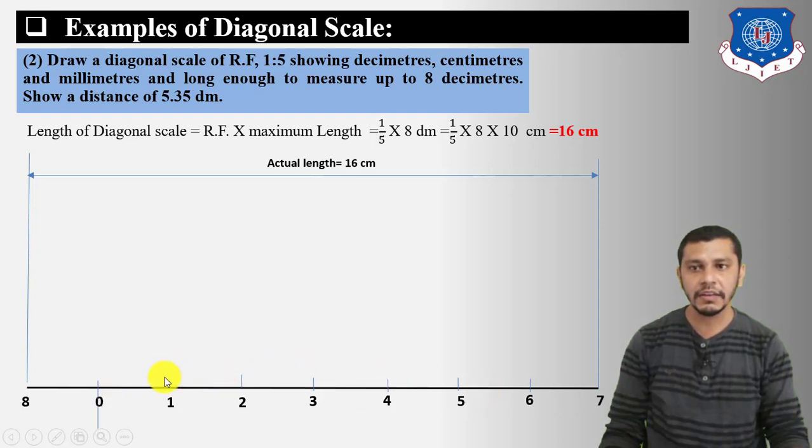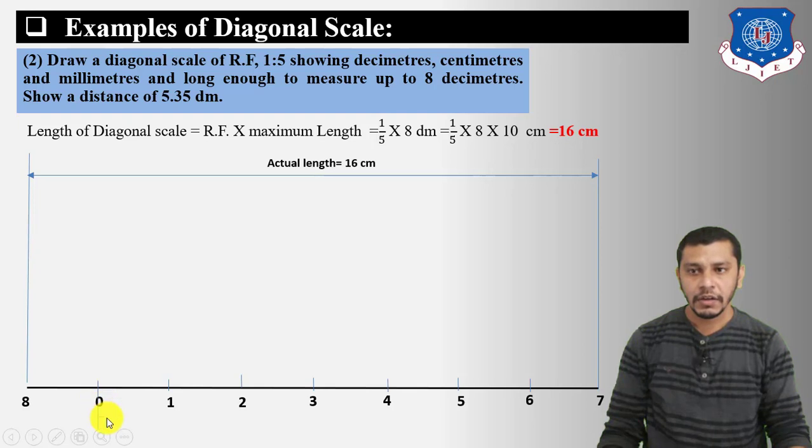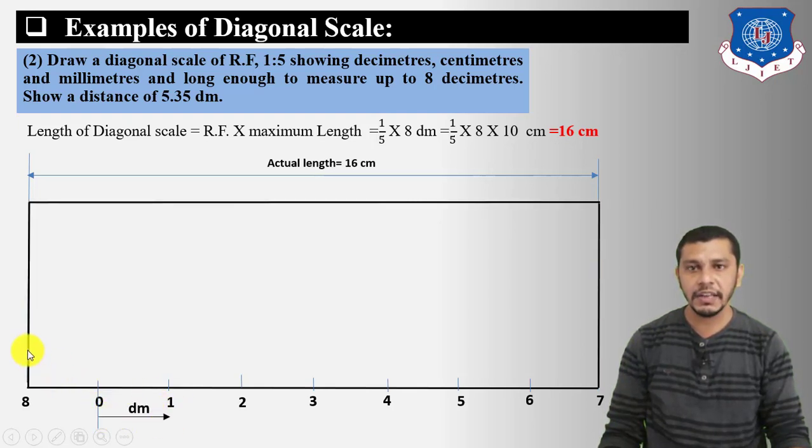Now complete the scale. Our main scale will represent decimeter. And now we have to show the plane scale, that means on the first main division we have to take subdivisions. So on the first main division we will show centimeters, which is our sub unit. So after decimeter we will show centimeters on the first main division.